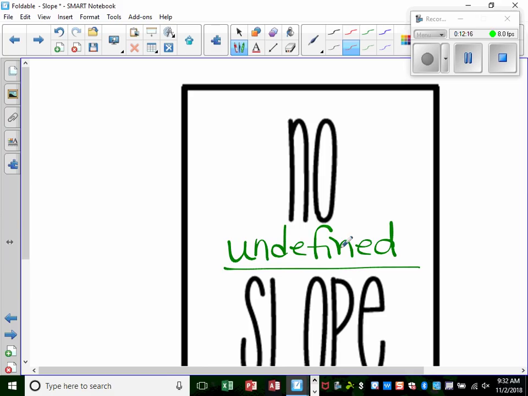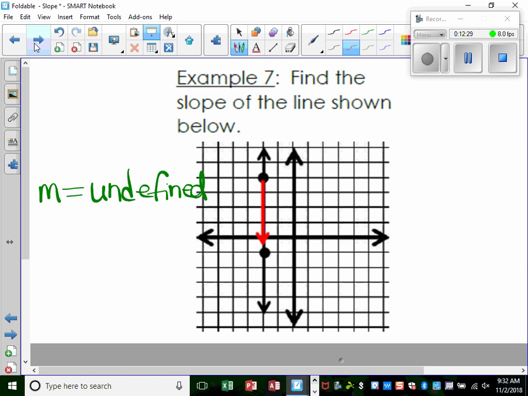So I want you to put undefined for vertical lines. We actually don't say no slope. This is what we don't use. We use undefined slope. We use the word undefined. So you don't need to do any work for this. When you see a vertical line, it doesn't matter which points you choose, it's going to be what we call undefined, and we're going to go over why we call it undefined when we work it out algebraically, which is the next example.